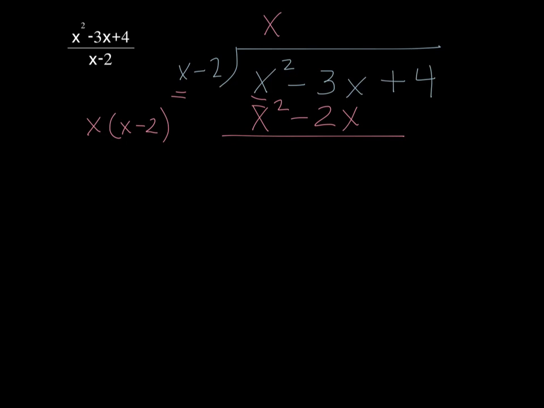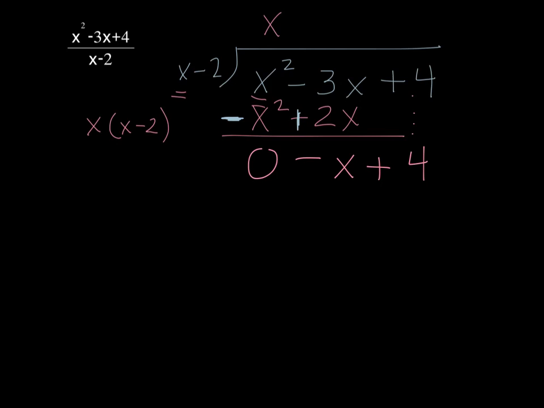Our next step is to subtract, but we're subtracting the entire expression, so we need to distribute a minus sign through. So this is going to be minus x squared and plus 2x. So x squared minus x squared is going to give us 0. Minus 3x plus 2x is going to give us minus x. We bring down our plus 4, and we're going to repeat the whole process.